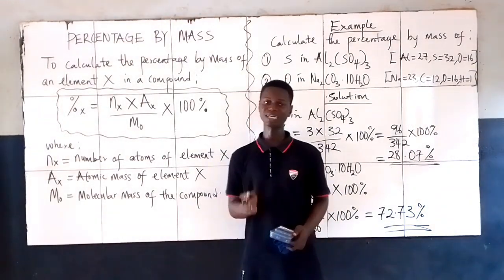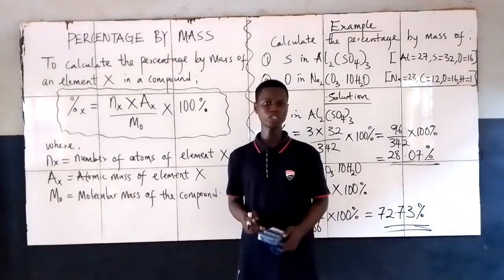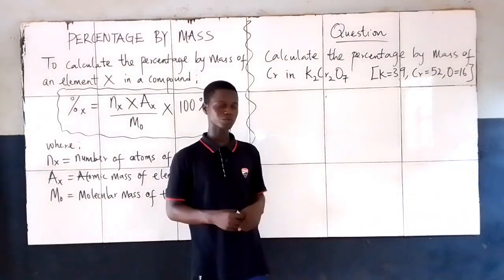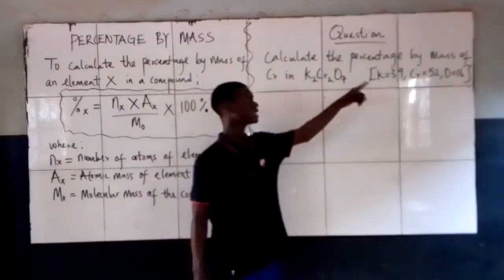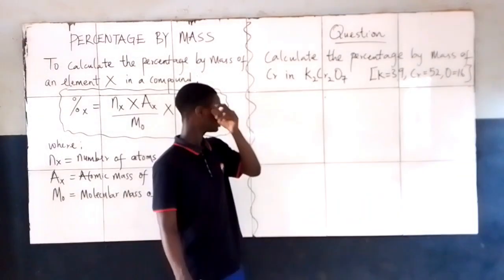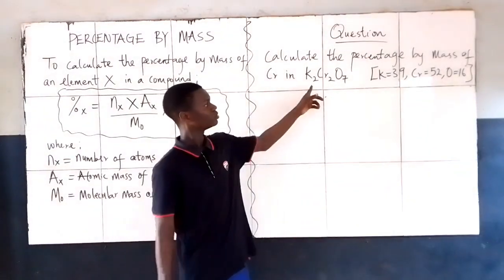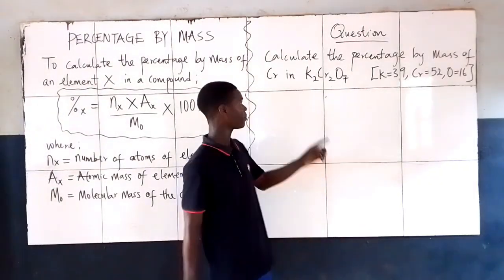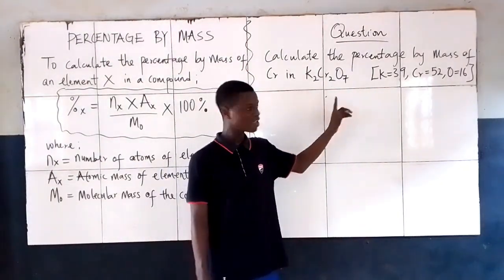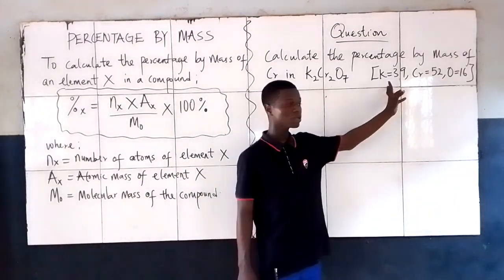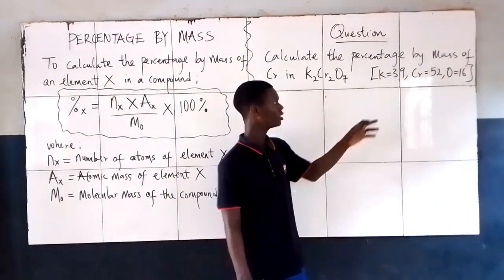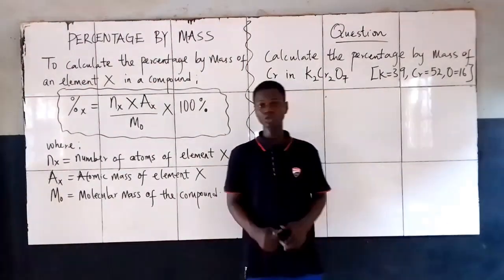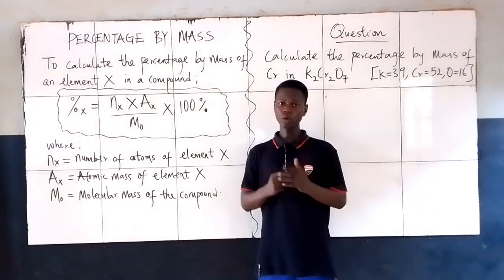I want you to let me know what you think the answer is in the comment section. So let's get the question now. Alright, here is the question you are being asked to solve. It reads, calculate the percentage by mass of chromium in this compound, okay? The compound is K2Cr2O7. You are being asked to find the percentage by mass of chromium in this very compound. Now you are given the atomic masses of the elements that make up this compound to be: potassium is 39, chromium is 52, oxygen is 16.